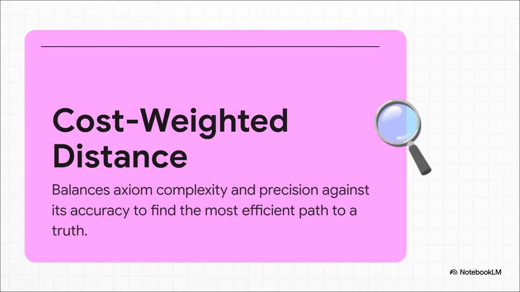So you put all three of those costs together, and what you get is the cost-weighted distance. The whole goal is to find the most efficient path to a truth. It's not just about being accurate, it's about finding that perfect balance. The axiom that gives you the most accuracy for the least amount of complexity and resource cost. It's about finding the most elegant route.